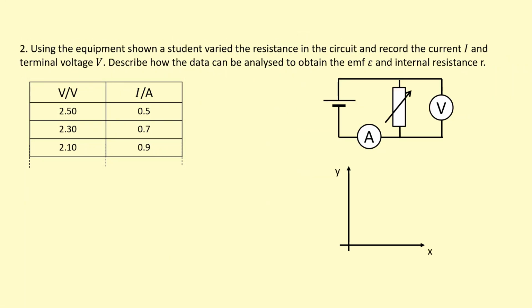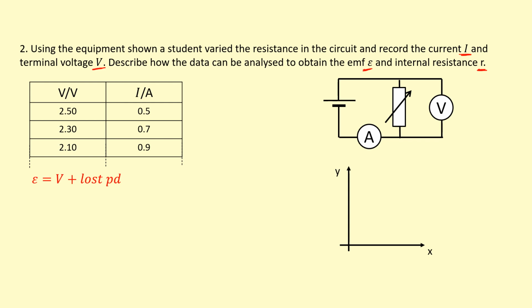Okay, in this circuit that's shown here, I'm going to change the resistance of the variable resistor, and I'm going to record the current and the terminal voltage. I'm going to try to find the EMF and the internal resistance. So I need to write the equation that links these two.